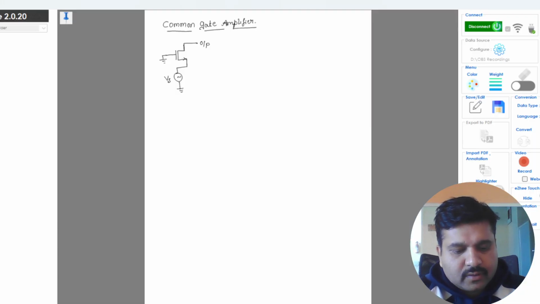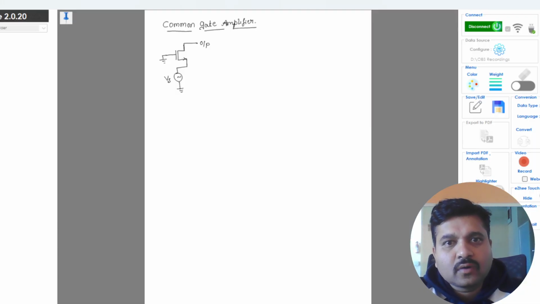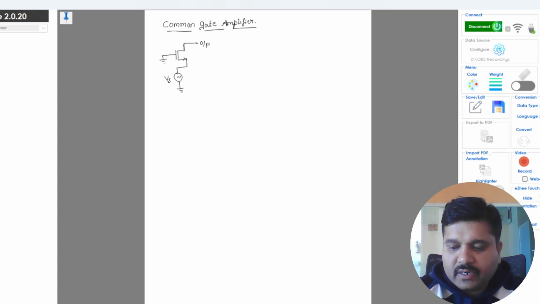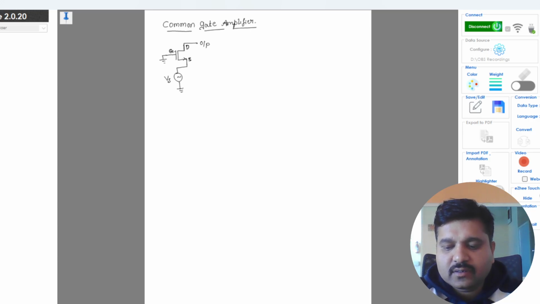Hello everyone. In today's video lecture we will be discussing the common gate amplifier. The circuit you see here is a MOSFET, which is made up of drain, source and gate terminals. In this common gate amplifier, the gate is common for both input and output. The input is given to the source terminal and the output is taken at the drain terminal. So this is the common gate configuration.